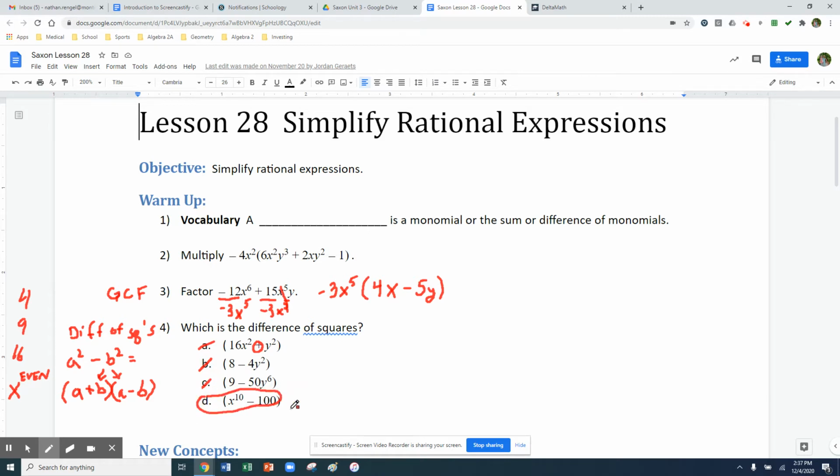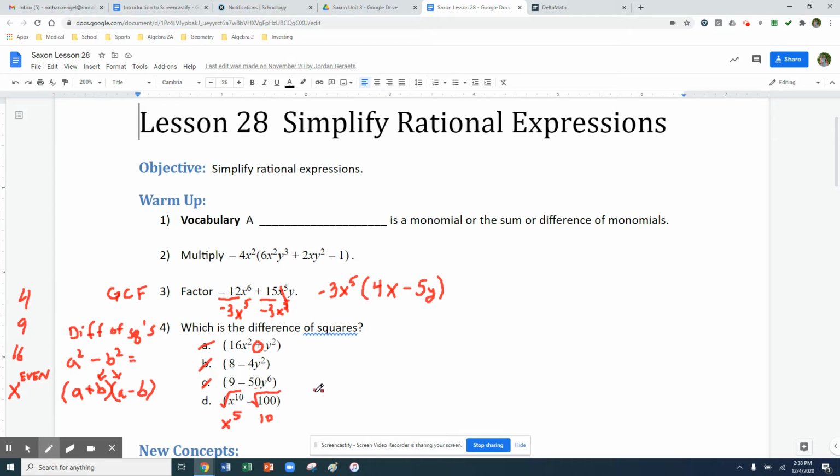Now, since I can square root x to the 10th and I can square root 100, I can factor that. So let's look at that factored form. So I square root x to the 10th. So the square root of x to the 10th would be x to the 5th, because x to the 5th times x to the 5th would be x to the 5 plus 5, which is 10. Square root of 100 is 10.